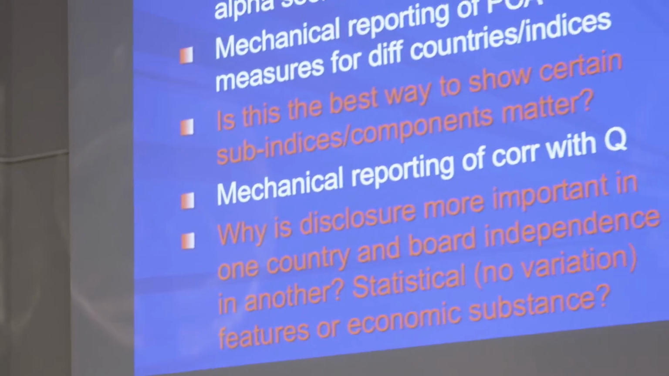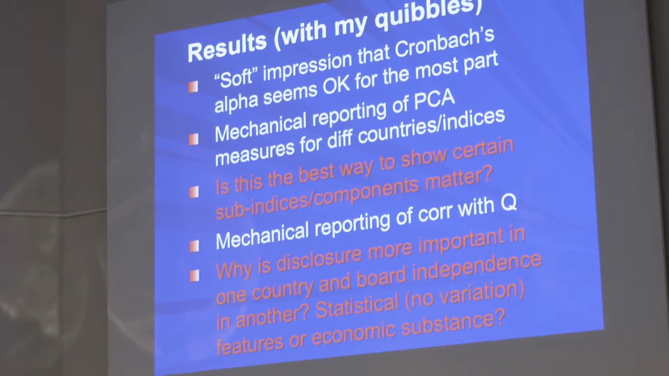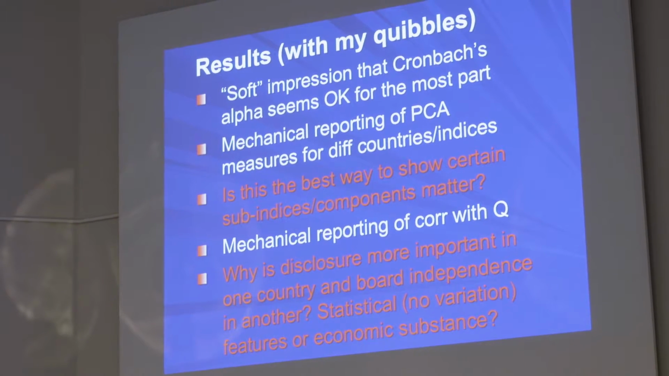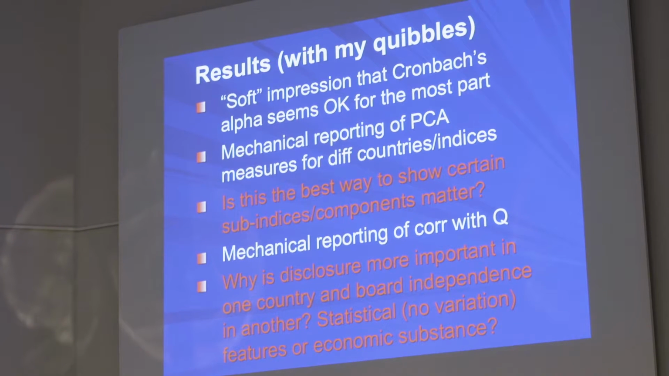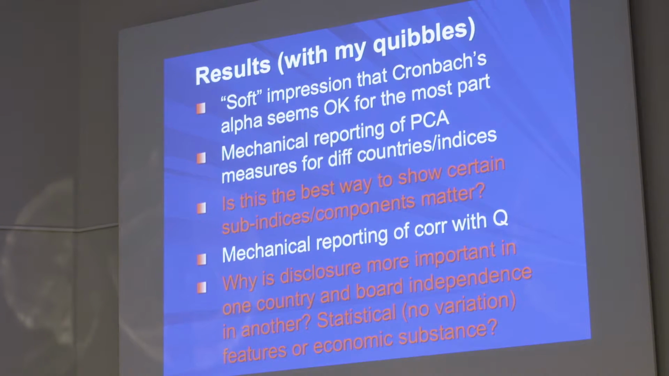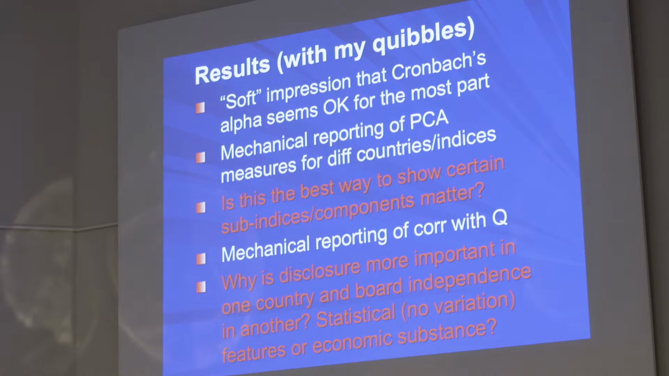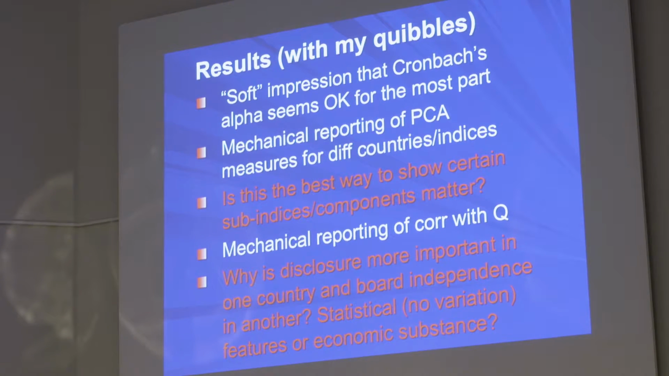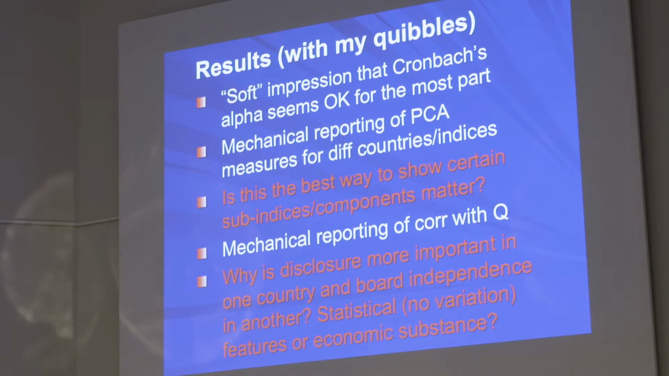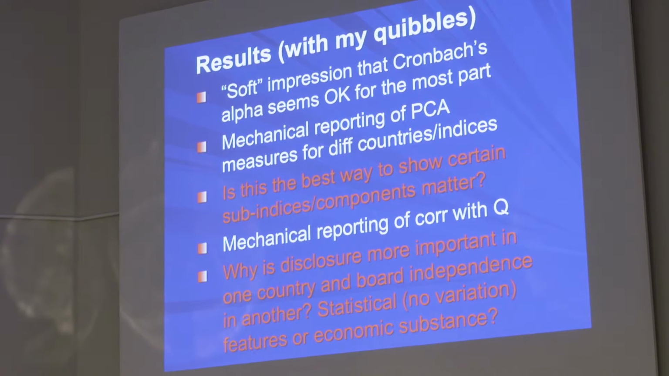And then they report a positive correlation with Q, which leaves me, leaving aside the issues that Steve and others have with Q, why is disclosure more important in one country and board independence in another? Is it because of a statistical reason, there is not enough variation in one of these in one country, or is it because the economic substance is different?